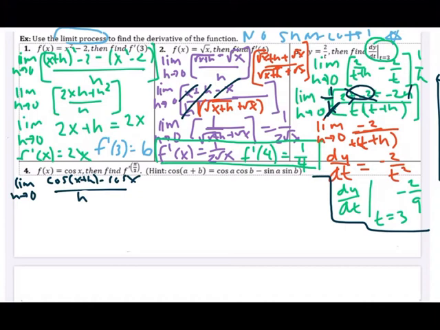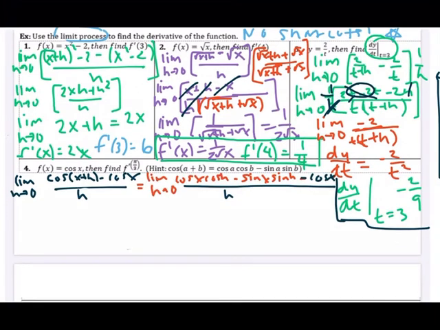Number 4 is a little tricky. So setting that up, the limit as h approaches 0, cosine of x plus h minus cosine of x all over h. And I'm going to give you a minute. Try and use that hint to see if you can expand this out, which may not seem logical, but in the state that we're currently in, we can't simplify.